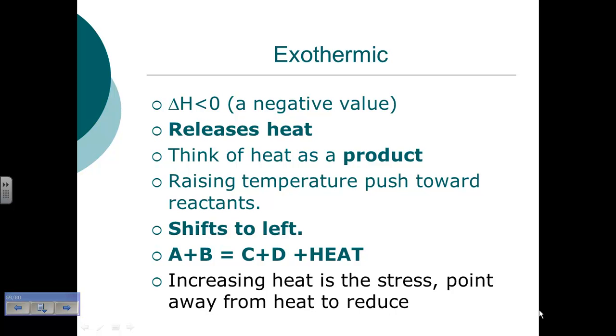If I lower the heat of an exothermic reaction, removing heat, I want to point at it to make more. Well, which direction points at heat? Well, pointing to the right of our equation points at the word heat. It will shift to the right if you lower heat. So just placing that exothermic heat value on the product side lets us move away from it or point at it if we want more or less.